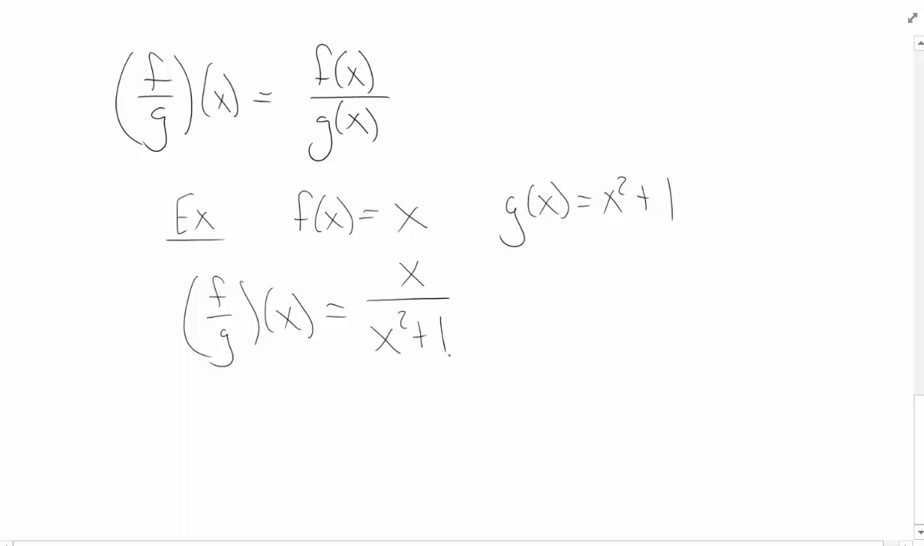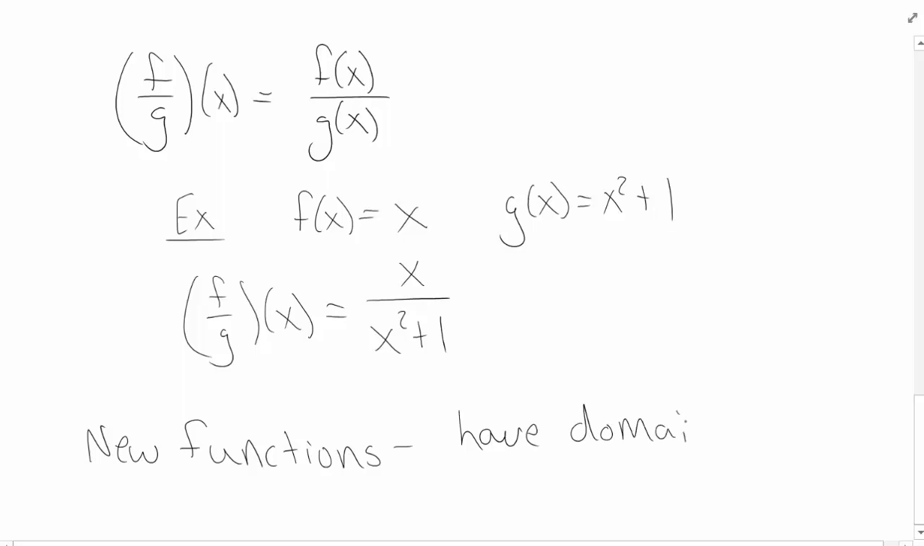Okay, these are new functions, all four of these: f plus g, f minus g, f times g, f divided by g. They're new functions, so they have domains. So they have domains. They also have ranges, but I want to talk about domains real quick.